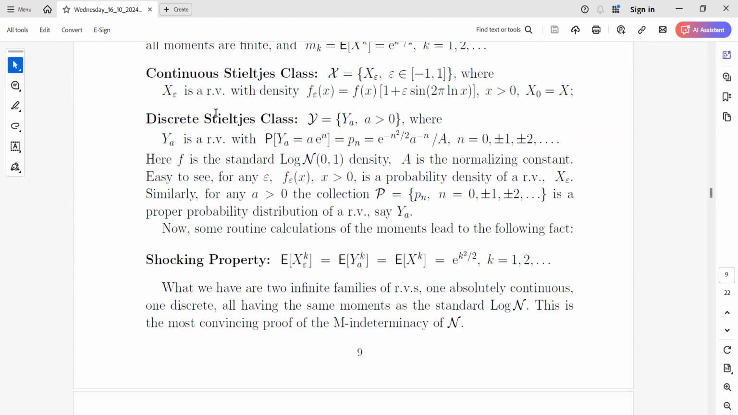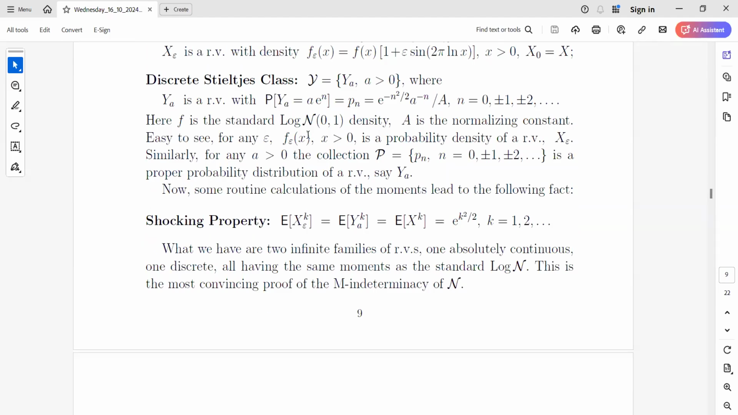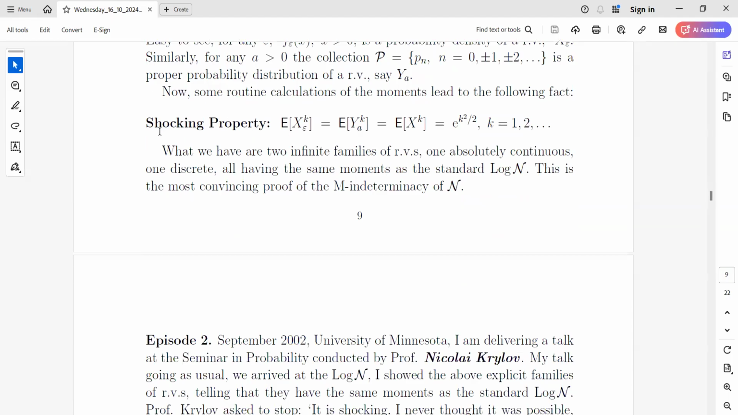And now I will write two classes, which I call Stieltjes classes. One is continuous, one is discrete. In the continuous case, we have the family of random variables and the family of densities. Here we have the family of random variables, and here we have the family of the probability distributions. So we use F very intensively, and then we use, of course, some analysis in order to show this property, which I will mention in a moment. One name, I'm not the person who invented the name: shocking property.